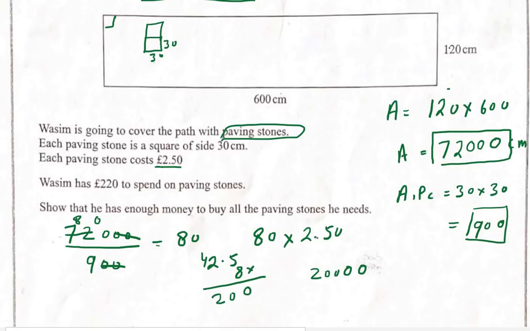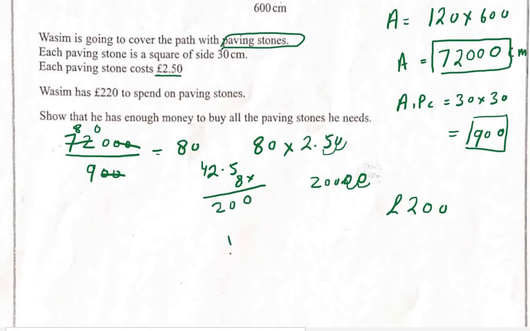Now we need to put the decimals. The decimal is after two digits, 1 and 2, so I'm going to put the decimal after two digits here. So our answer is going to be 200. So it means Wasim needs 200 pounds to put down the paving stones, and he has 220. So yes, he has enough money. You can say that, write it down: yes, he has enough money.